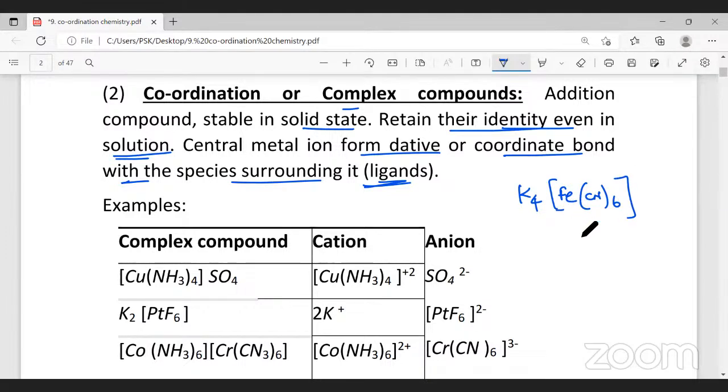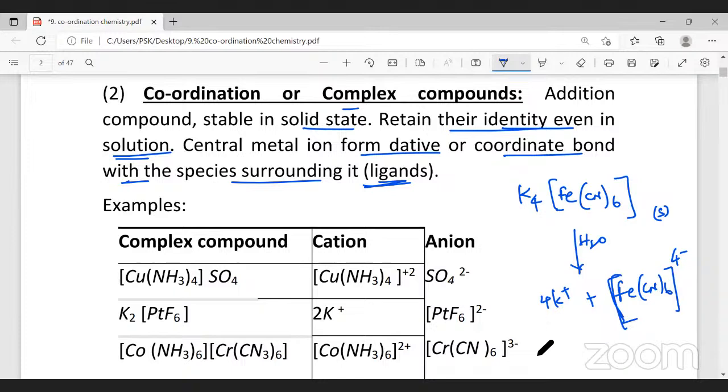Now, this K4[Fe(CN)6] is a complex compound. This maintains its identity in solid state as well as in solution state. When you dissolve it in water, it dissociates to form 4K+, and you get a complex ion, [Fe(CN)6]4-. Whatever is in the square bracket is called a complex ion. Remember, whatever we write henceforth in a square bracket will be called a complex ion.